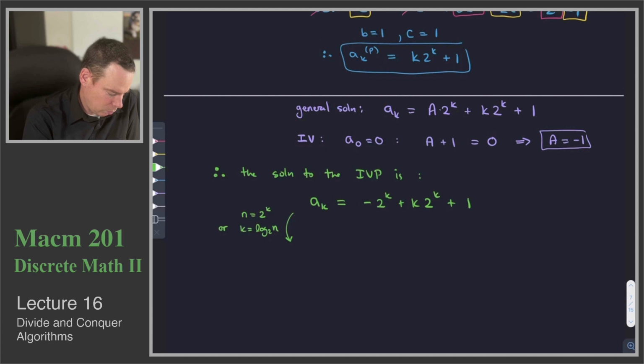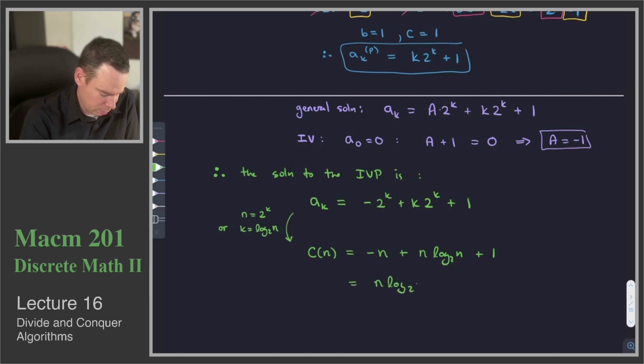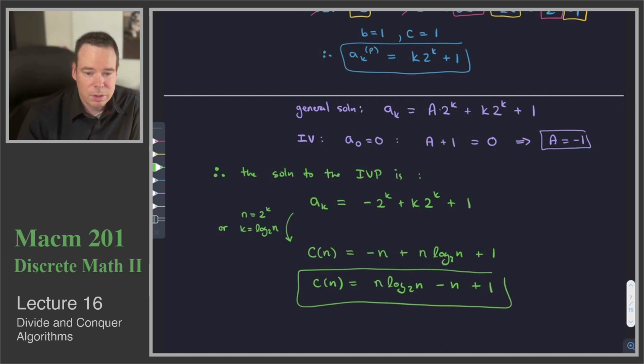So when we make this substitution, a_k, put back in terms of n, this becomes c(n). What is negative 2 to the power of k? That is negative n. What is k? That is log base 2 of n, times 2^k, which is n, so that term becomes n log base 2 of n, and then plus 1. Or in other words, our solution is n log base 2 of n minus n plus 1. And there we go. We got the solution that we expected to get.